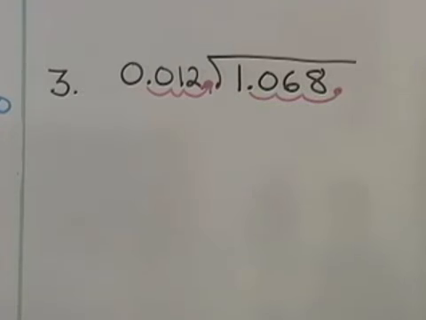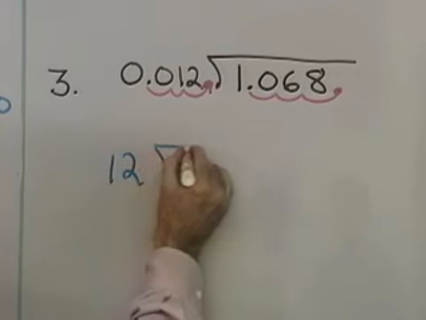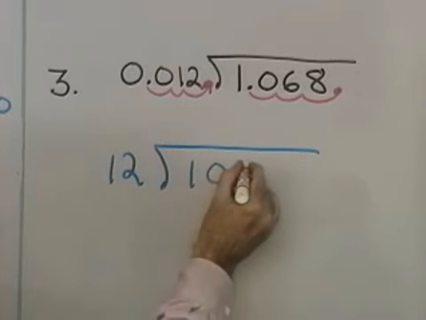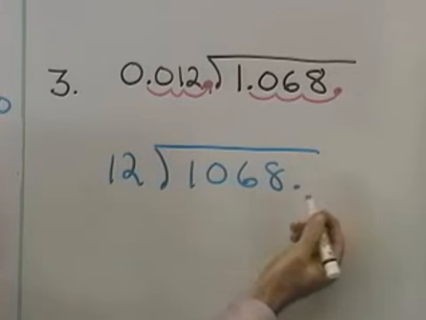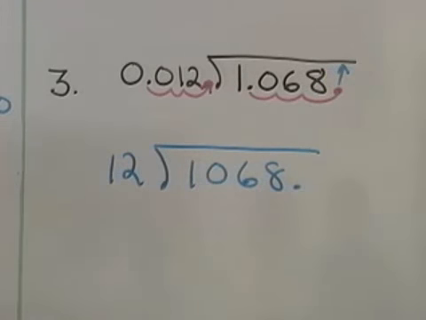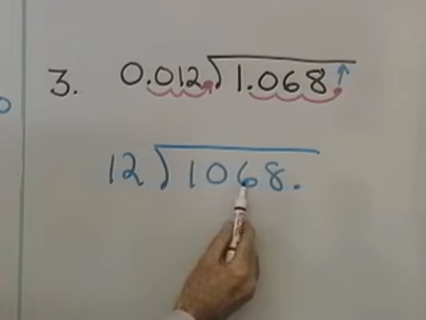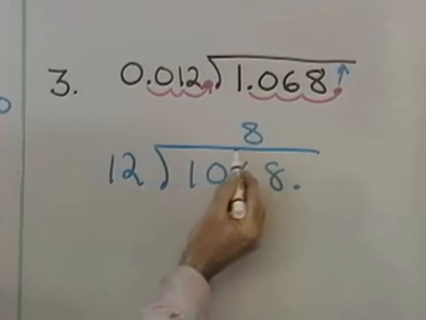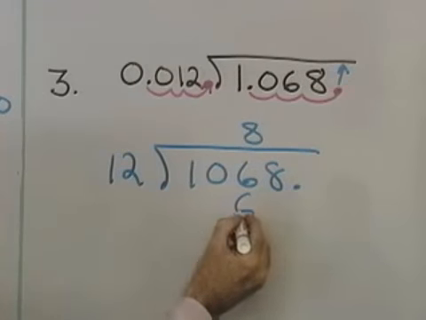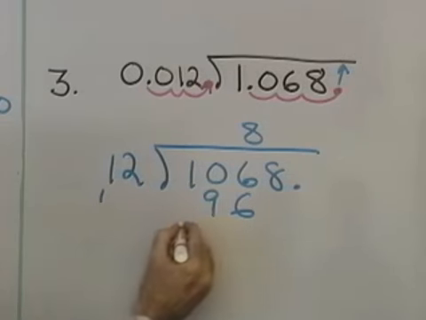So this problem then changes to the division problem, just simply 12 into 1068 decimal point if I need it. The decimal point in the answer will go directly above the decimal point in the problem. Let's see if we actually need it. 12 into 10, that won't work. 12 into 106, let's try 8. 8 times 2 is 16, carry the 1. 8 times 1 is 8, and 1 is 9.